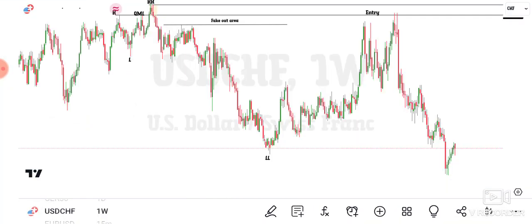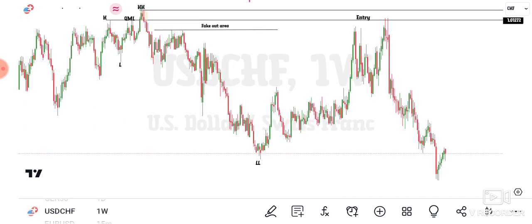I want to share with you a powerful pattern that I use, a pattern called the Quasimodo pattern. It's a pattern I use in most of my setups, and it has been working all through.